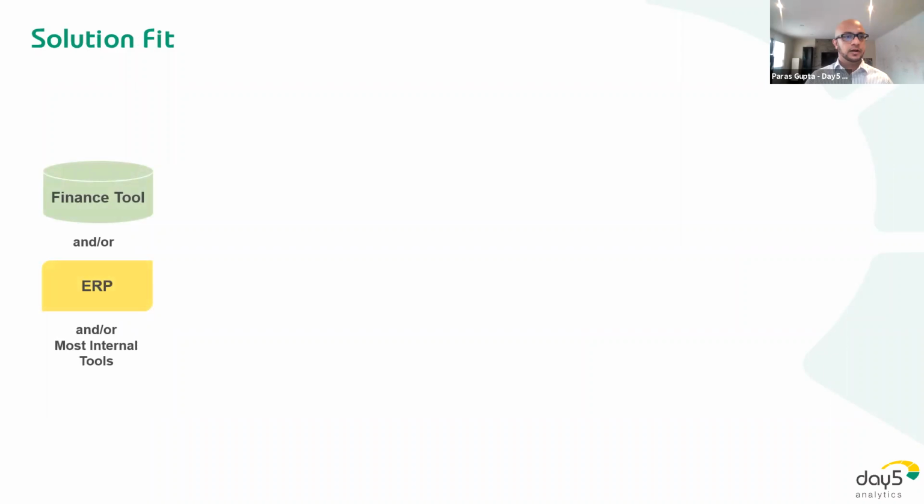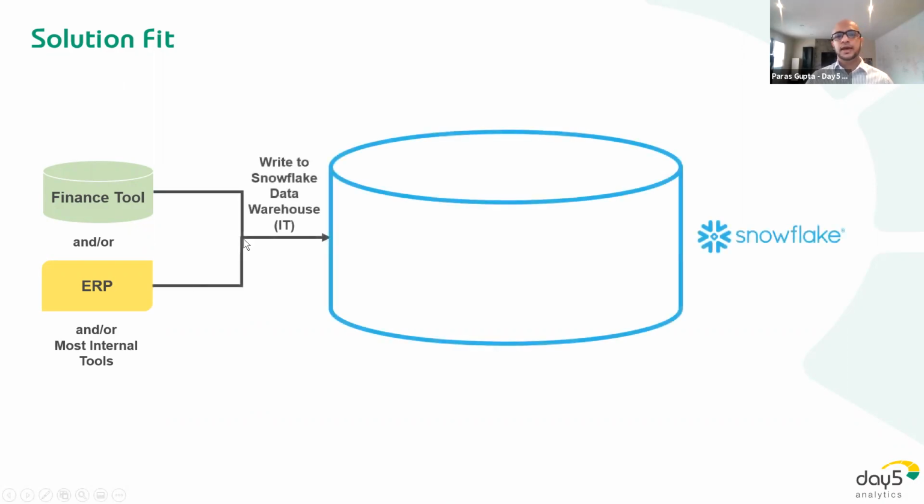So how does this work? Well, I'm going to show a very high-level view of how this solution could fit. And this would obviously apply to each company's individual circumstances. What would typically happen is your finance tool and your ERP or pretty much any other tool, you may have IT write this data into the Snowflake data warehouse, for instance. Within this data warehouse, you have the data cloud. This is where other companies share their data, so you can access their data directly within Snowflake.